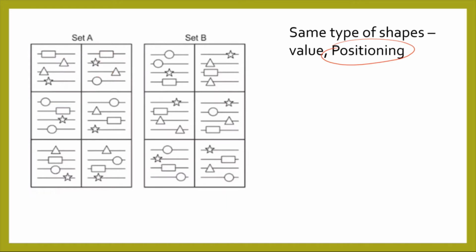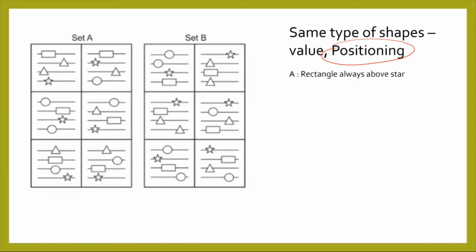And then I can compare the rectangle and the star. The rectangle is above the star in this case, and in this one, and this one, and the rectangle is above the star in all of them. So this would help me make my rule. For set A, the rectangle is always above the star.